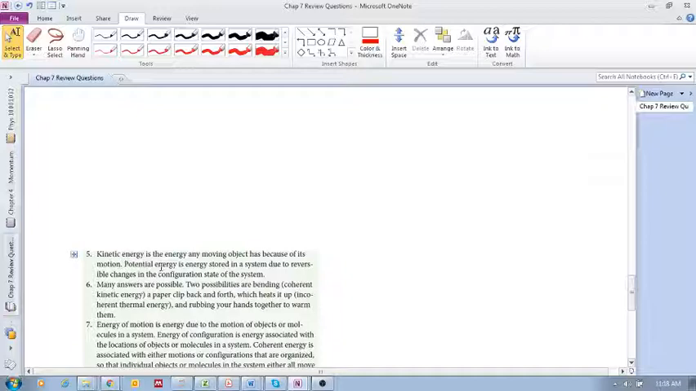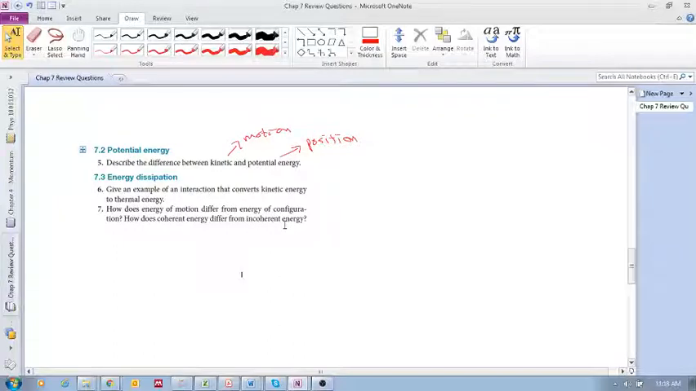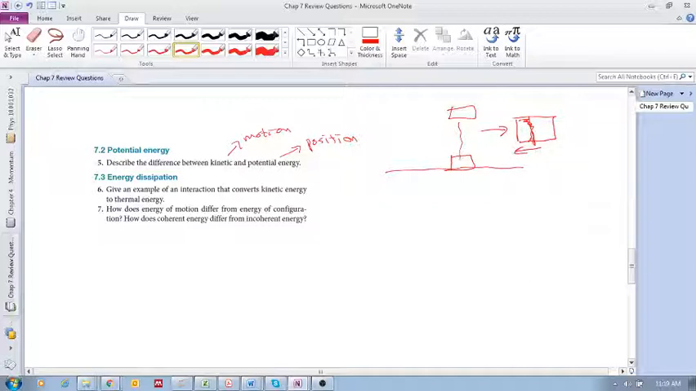That's easy. Potential energy is energy stored in a system due to reversible changes in the configuration state of the system. Okay? So, potential energy, either you've got an object and you lift it up, and so its potential energy increases, or you compress it, so that it's squeezed, you've changed its configuration state, but then if you let go of that pressure, it'll reverse back to its original state. So that is potential energy. It's based on its configuration state. Okay. Alright.